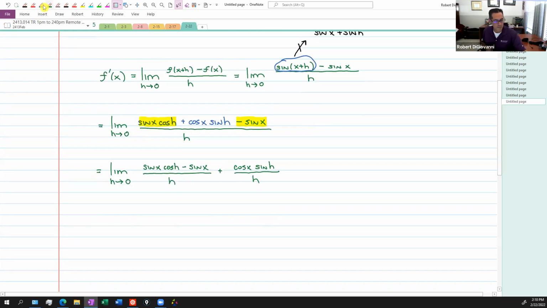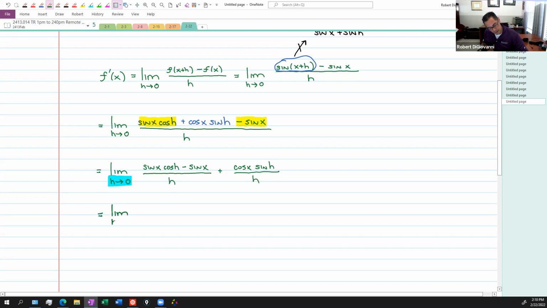Next thing I'm going to do is recognize that h is going to 0. H is the thing that's changing. X is not in here. H goes to 0, but x is just stuck, whatever x is, which means the h has no impact on anything that has x in it. So I'm going to write this like this now.